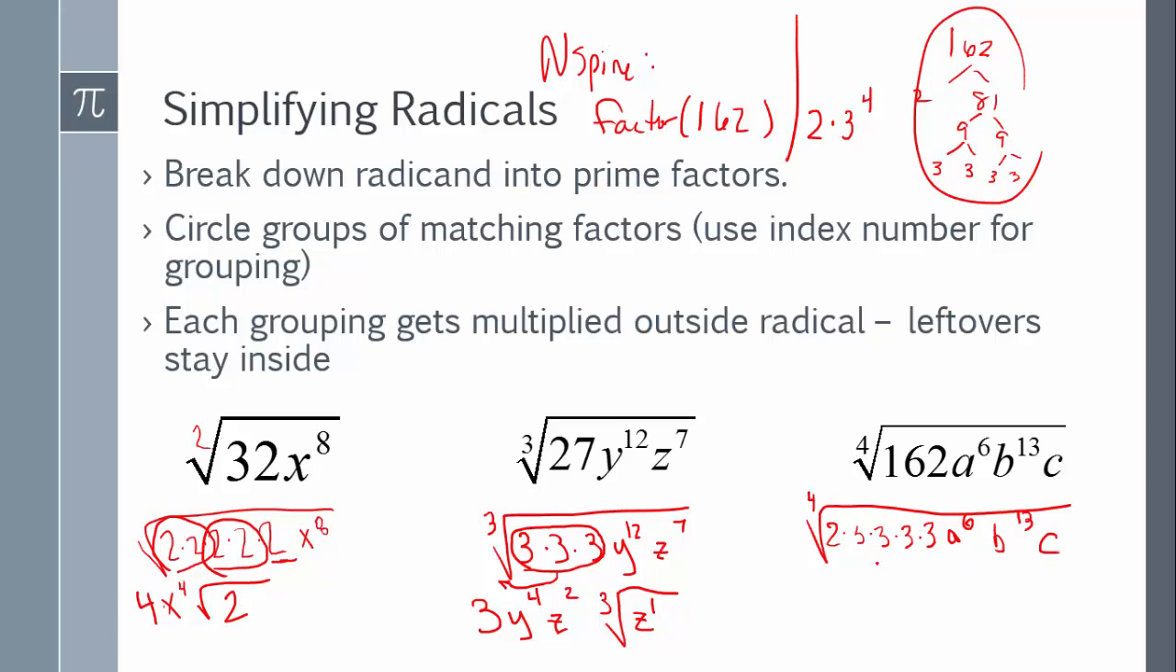We still have to deal with the letters as well. So I have it factored out. I see that there is one foursome of 3's. They're going to come out of the radical. The 2 will stay in. So I'll start with the numbers there.